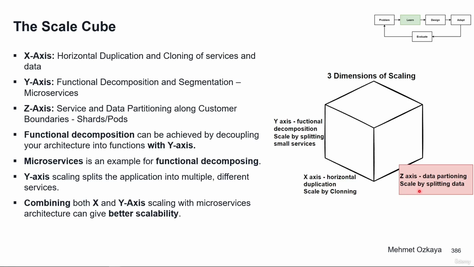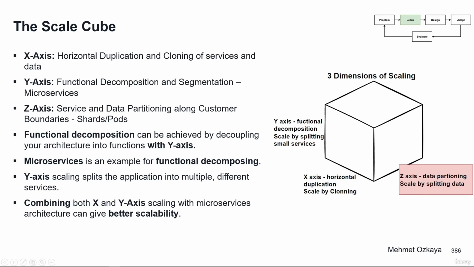And also we have the Z axis. The Z axis is mostly used for data partitioning. The functions are able to run with a subset of data. This scaling model is similar to the X axis, but the only difference is that each service is responsible for only a subset of data. That means in the X axis we can perform horizontal duplication, but for stateless services. In the Z axis, horizontal duplication is applied again, but with stateful services, where we need to perform data partitioning and sharding operations.